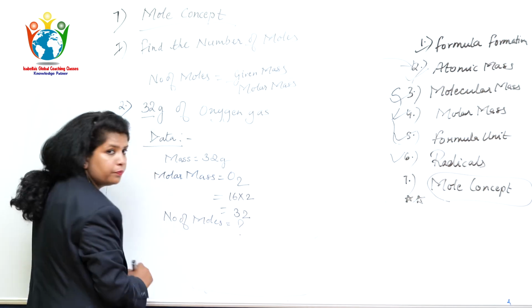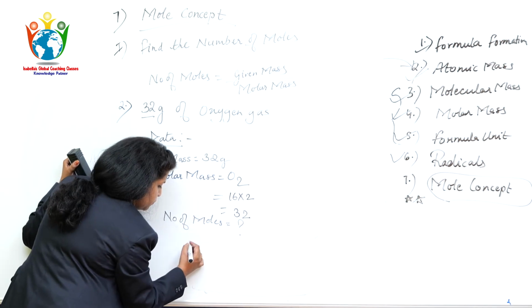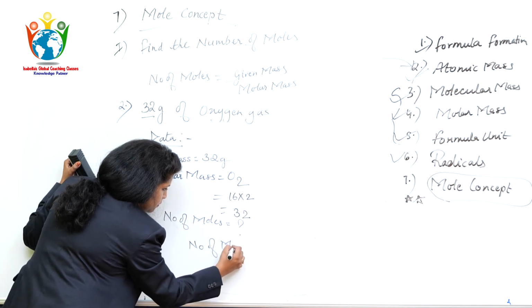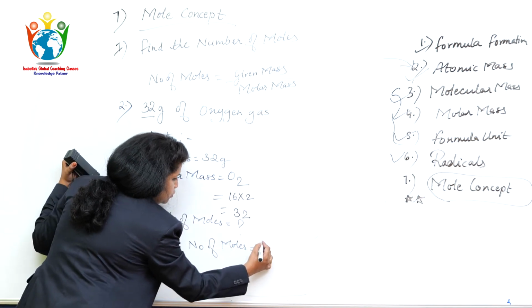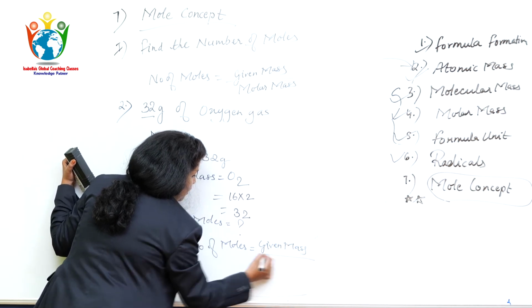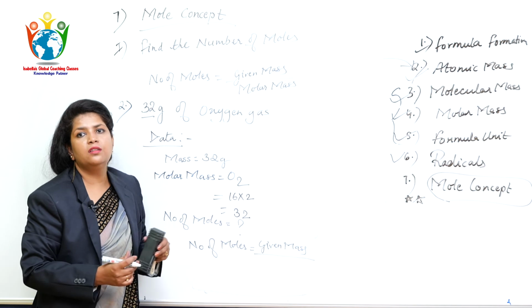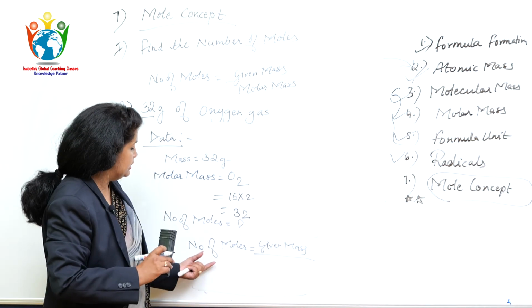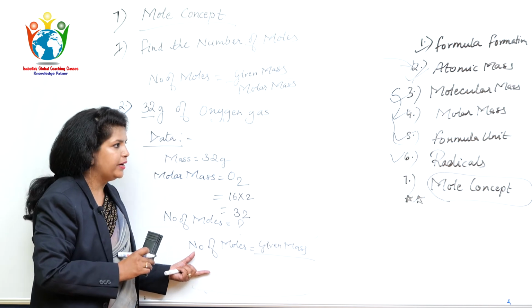Question mark. So, now what we can do is number of moles is equals to given mass. Please, some children feel very lazy to write the formula. It is very, very bad. You have to write that. Okay, one more thing I want to remind you with this.